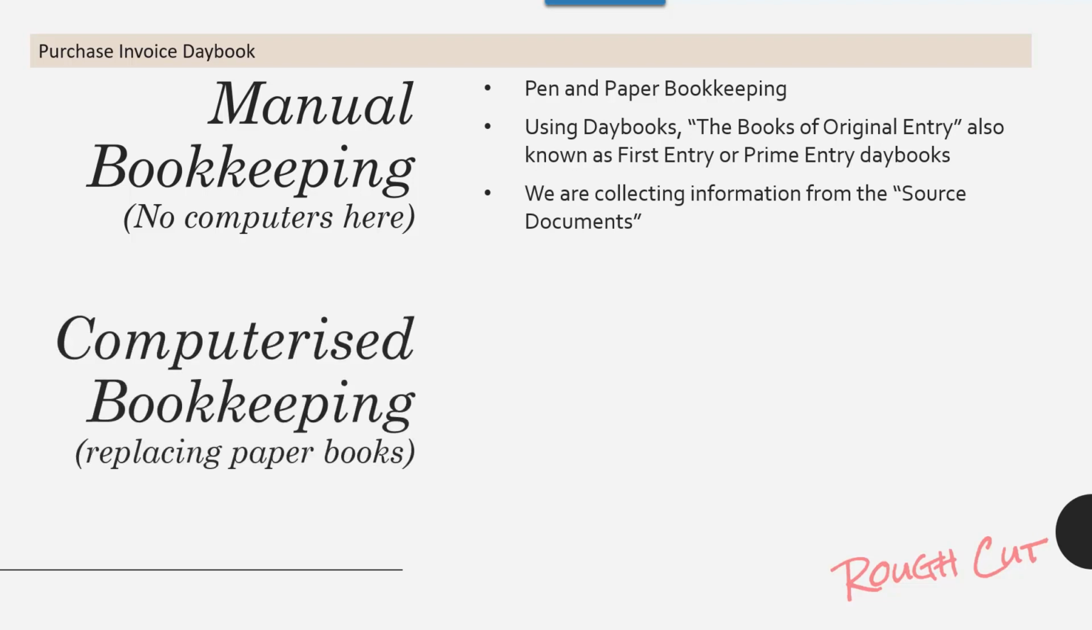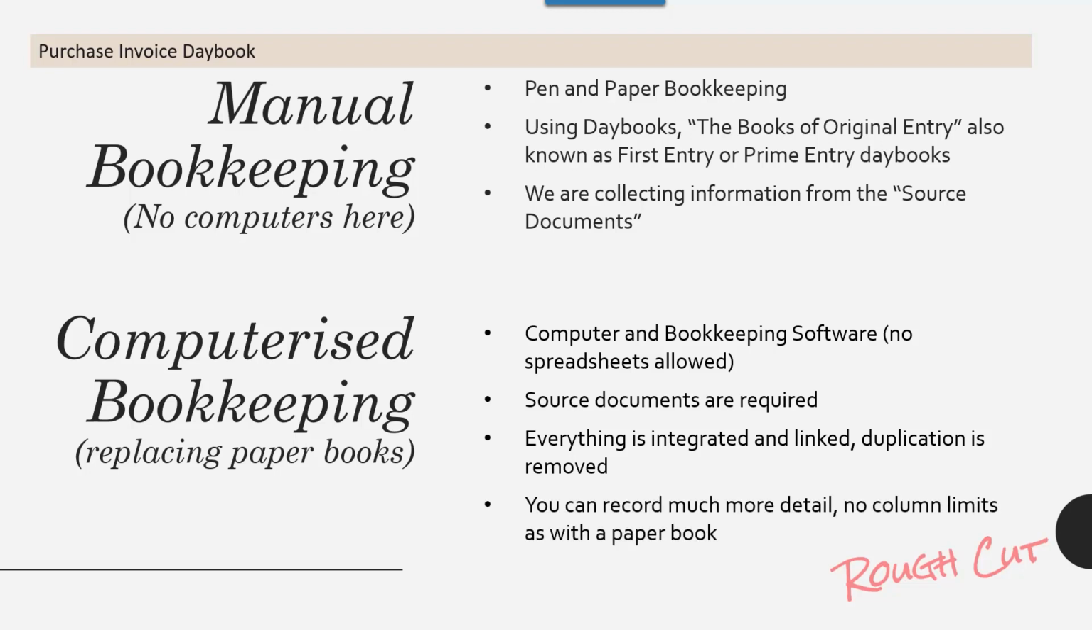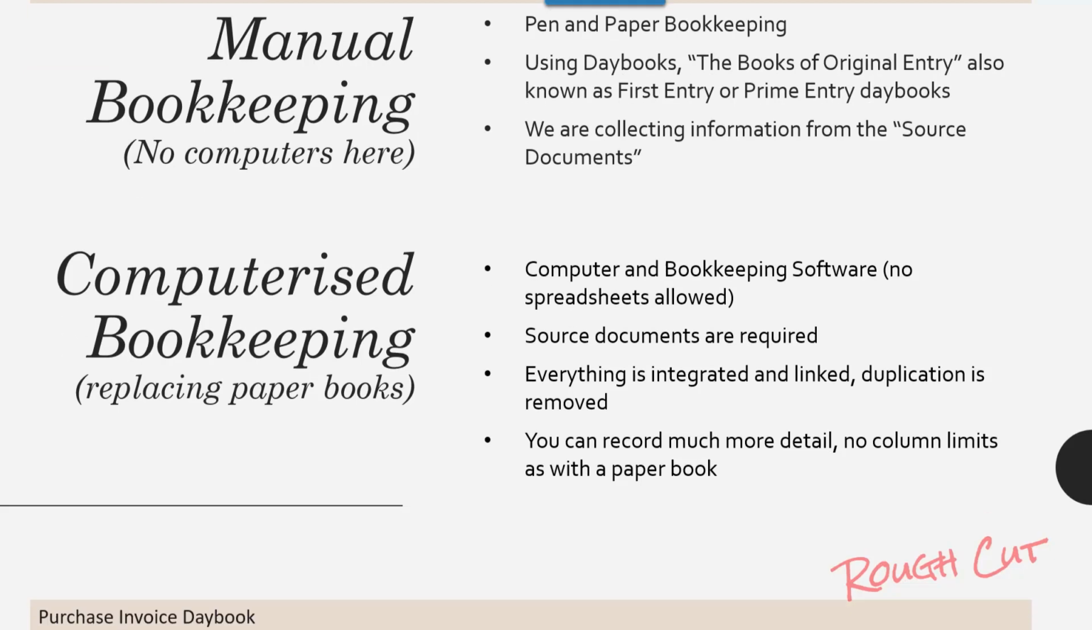Computerized bookkeeping, we're replacing the paper books. We're going to have computer and bookkeeping software, no spreadsheets allowed. Source documents are still required. Everything is integrated and linked, duplication is removed. You can record much more detail, no column limits as with a paper book.